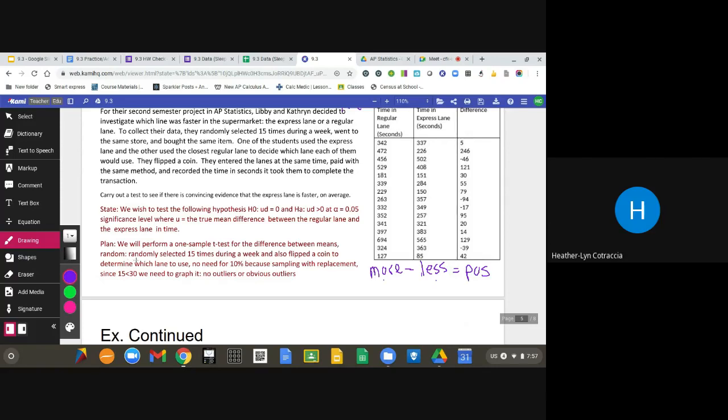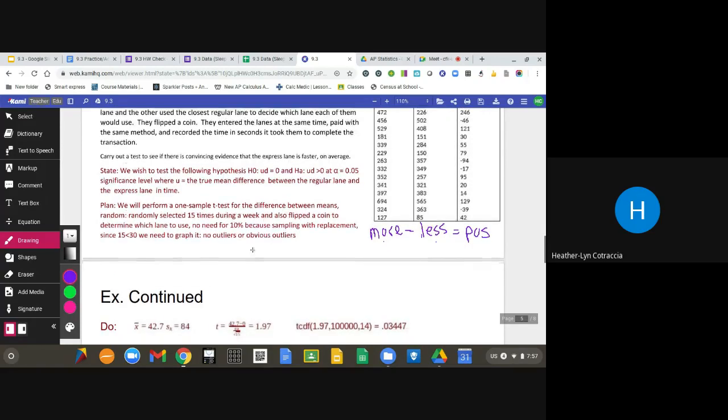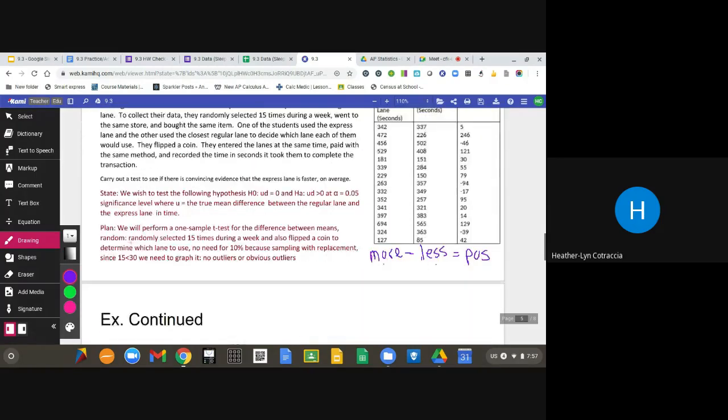Second thing you're going to talk about is random. They randomly selected 15 times during the week, and they also flipped a coin to determine which lane to use. There's no need for the 10% here. You can check it if you want to, but it's kind of unnecessary because you're sampling with replacement, if that makes any sense. But you could always check it, and you could say 15 times 10 is 150. So assume that there's more than 150 times that people could check out within that, what was it, a week or a month? A week.